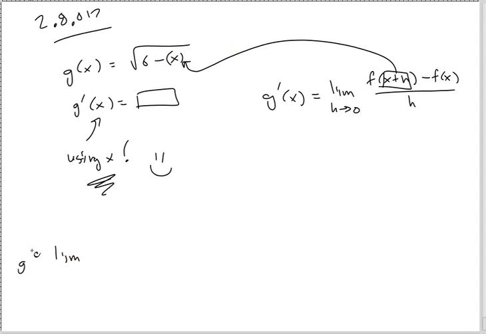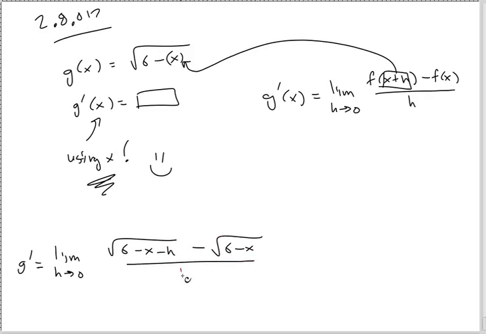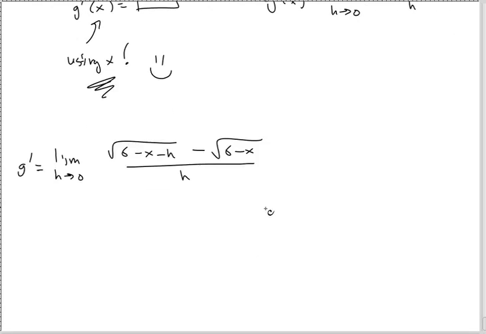All right, so here we go. g prime is equal to the limit as h goes to 0 of the square root of 6 minus x, and then minus h, sorry, minus the square root of 6 minus x, all divided by h. Go ahead and plug in a 0, right? Nah, it's not going to work.